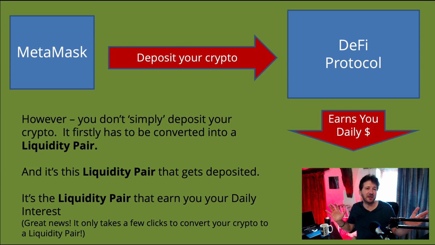And again, I don't even expect you to understand exactly why this would even be a thing. For now, I just want you to know that there's this thing called a liquidity pair or liquidity pool that you're going to hear a little bit about. And basically, that is what earns you your daily income. So we will take your crypto, sprinkle some magic on it, convert it into this liquidity pairing, stake that, and it will earn you your daily interest. Can you see why most people are not going to the effort to learn this?